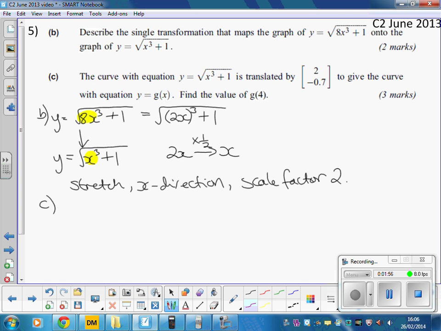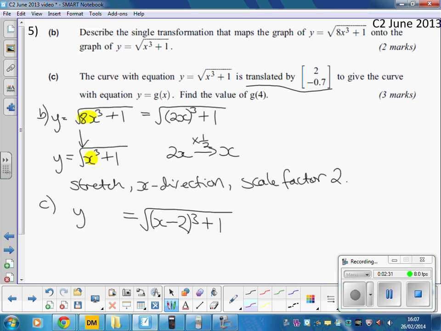Now we're looking at translations in part C. The first thing that happens is they've translated a curve. So when we're doing our translations, we've translated by 2 in the x direction, so it's 2 to the right. That means we need to replace x with x minus 2. So it's x minus 2 cubed plus 1. You need to put brackets in.